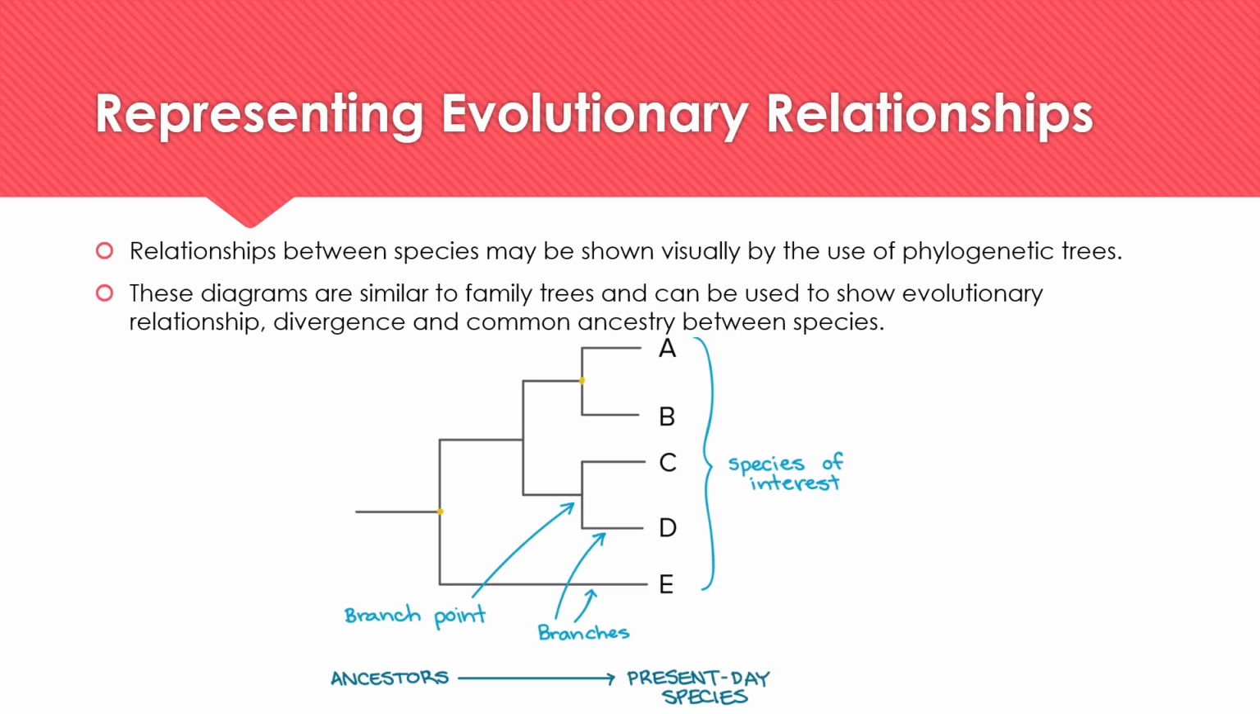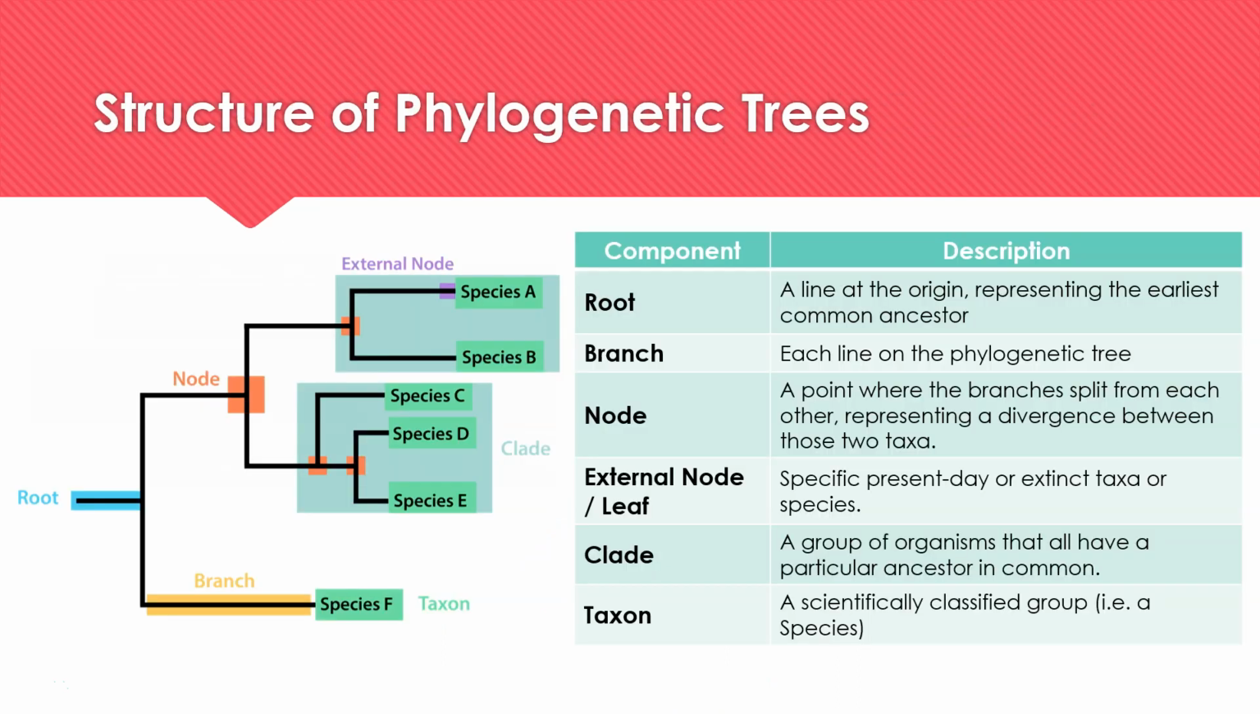Let's now talk about how you might represent evolutionary relationships. We've touched on this briefly before about using phylogenetic trees, but we're going to dig into them in a bit more detail now. So we can use these trees as a graphical way of representing these relationships. They're similar to family trees in a sense, and instead of showing more recent family ancestry, they're showing an evolutionary ancestry. And so those relationships, divergence, and any common ancestors should all be represented here between different species.